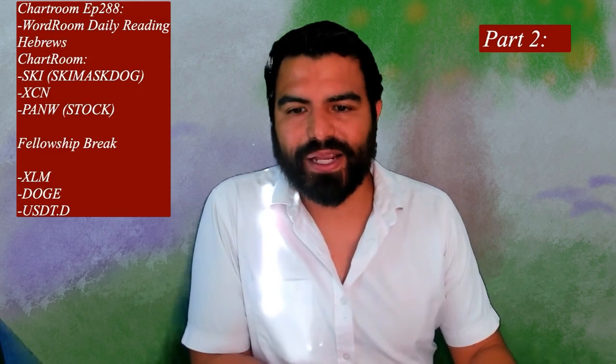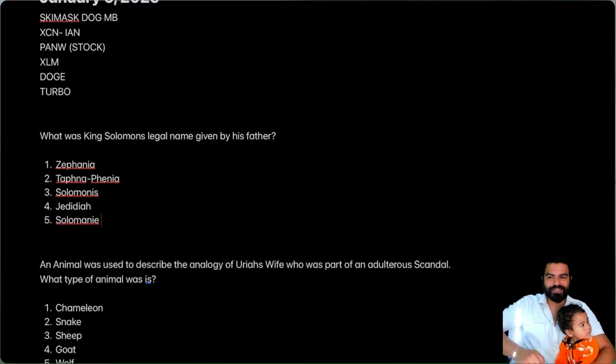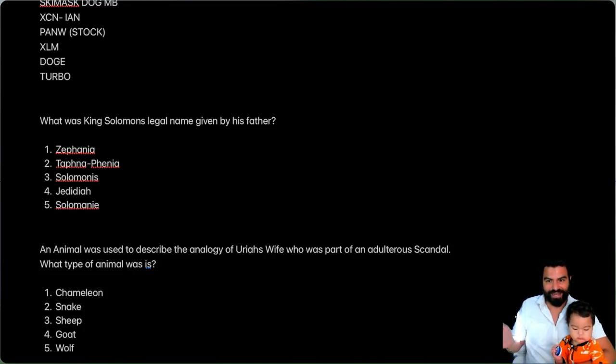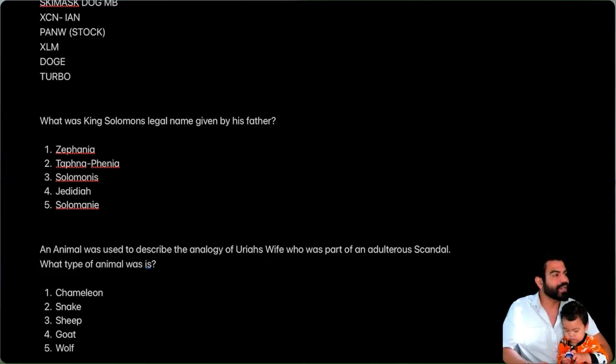Let's take our fellowship break. All right. Yeah, so what was King Solomon's legal name given to him by his father? Question number 2. What animal was used to describe the analogy of Uriah's wife who was part of an adulterous scandal? What animal was it used? This was the animal used to compare her.